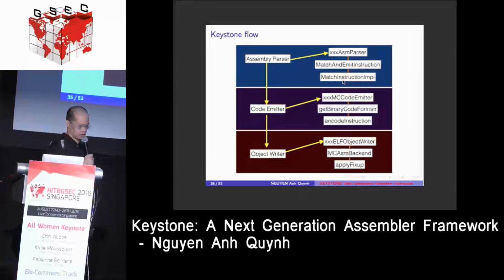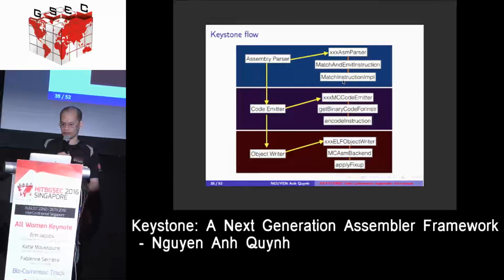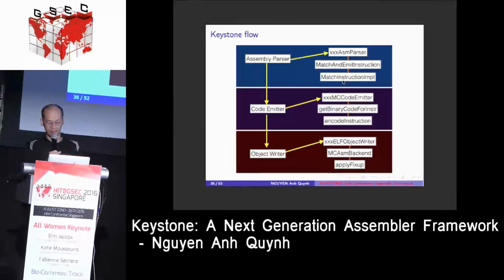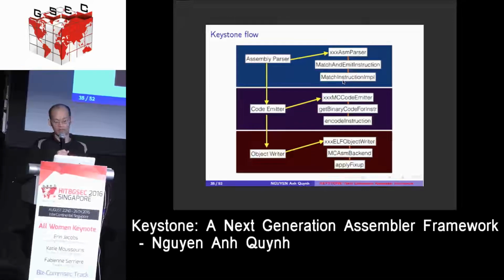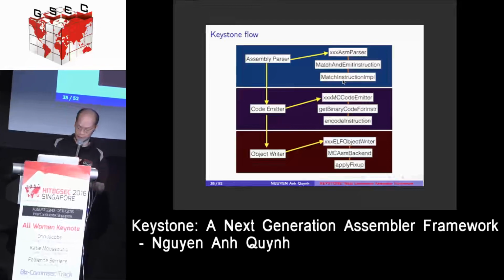So here's the key flow, just the flow for Keystone. Here's a parser, you have a code emitter, you have an object writer, and given the input as assembly code, as the output you have the final encoding.